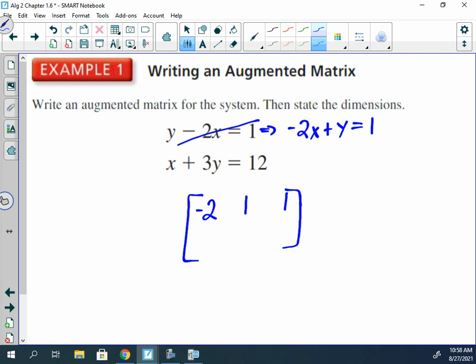How about the next one? 1, 3, 12. So we don't worry about X and Y for augmented. We just put the numbers. We just want the numbers. So in an augmented matrix, we only have numbers. We do not put variables normally. If there is a variable, it's asking you to figure out what the value would go there. Now we just need the dimensions. So what are our dimensions for this here?